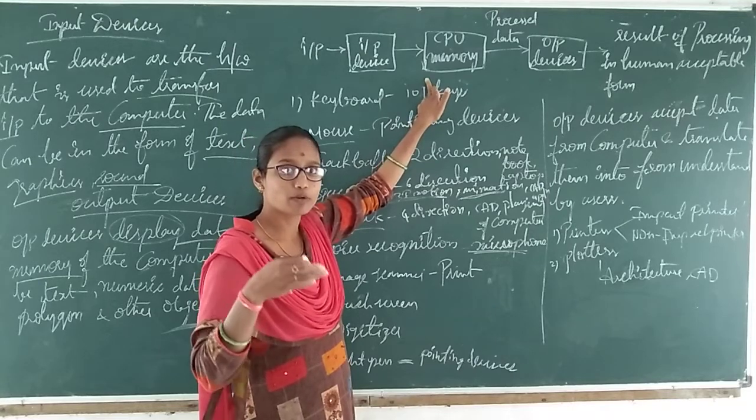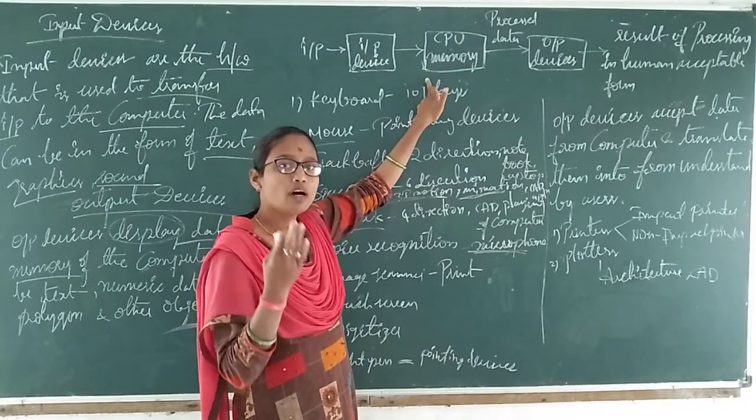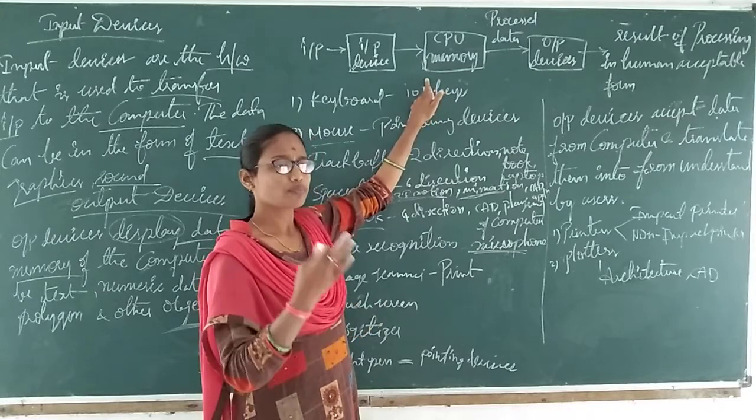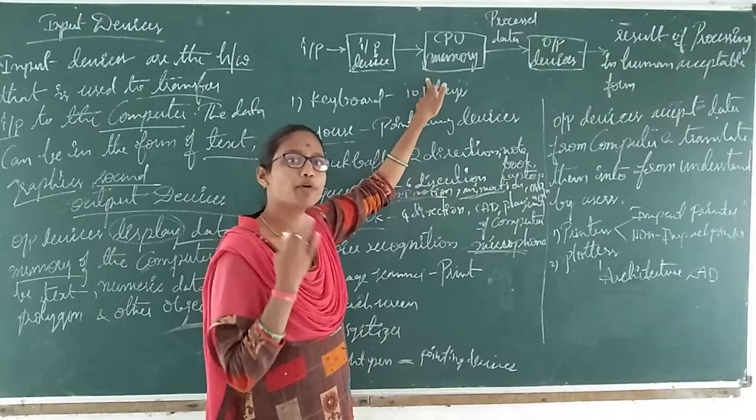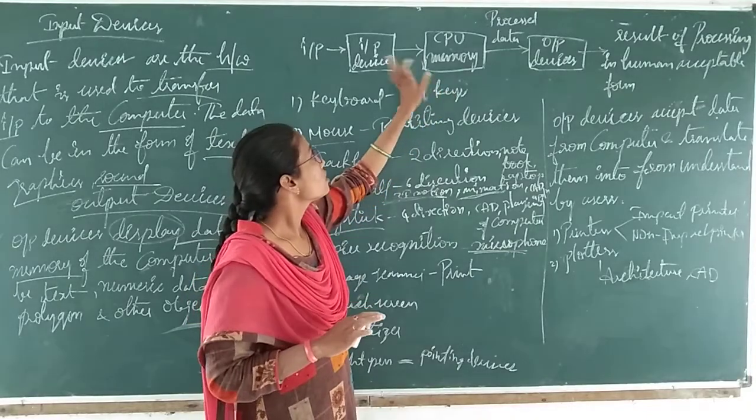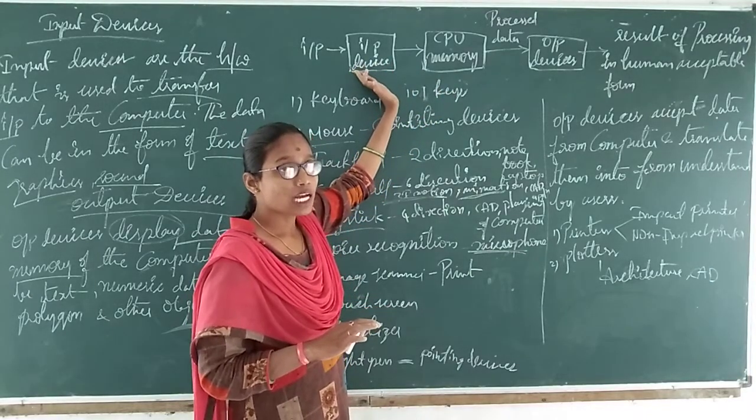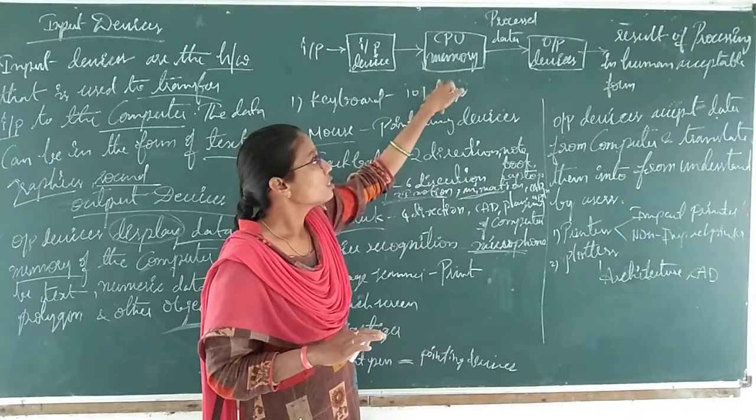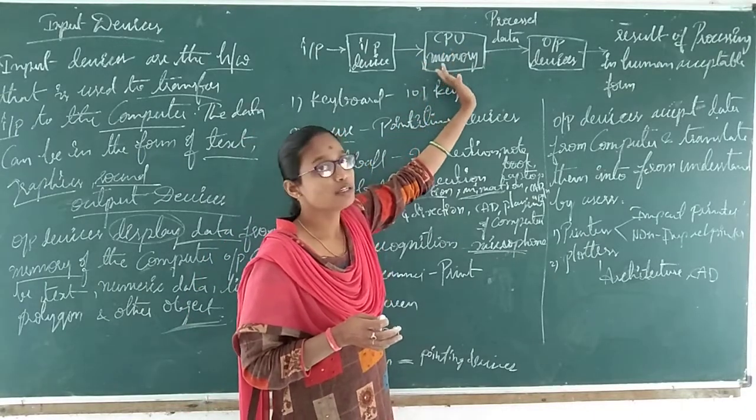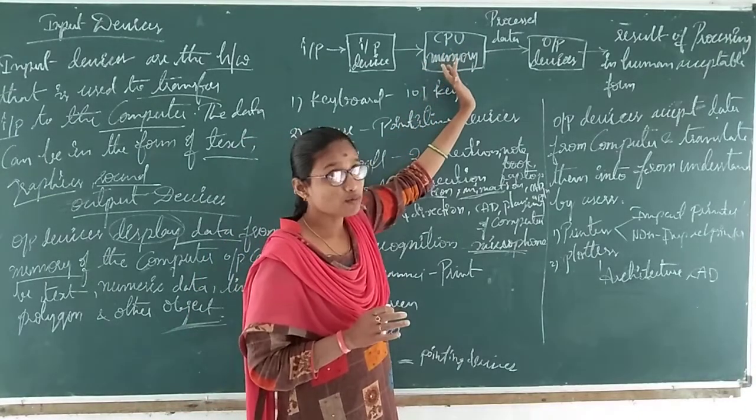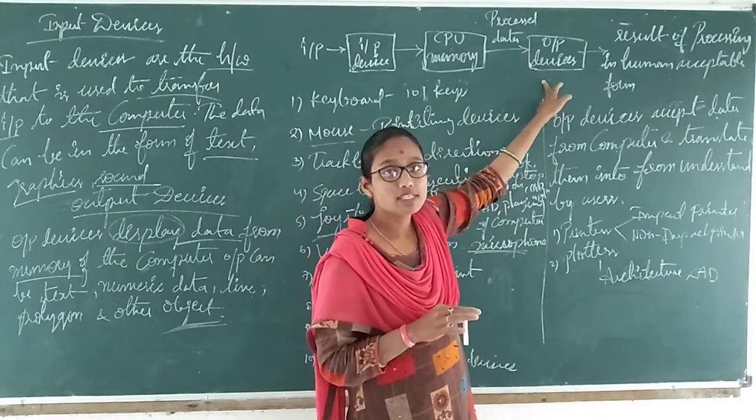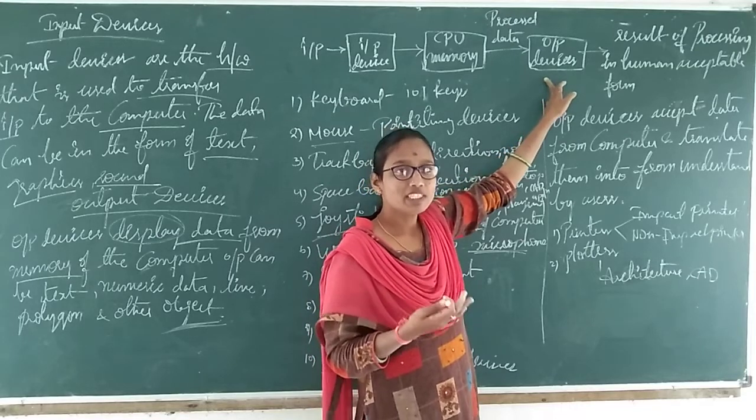The central processing unit has three parts. One is the ALU, the arithmetic and logical unit. Next is the control unit. Next is the memory unit, which we can also call the storage unit. First, whatever data we send with the help of input devices is stored in the central processing unit's memory, and there the processing is done. After the processing is completed, the data is sent to the output devices, like a monitor, printers, and so on.